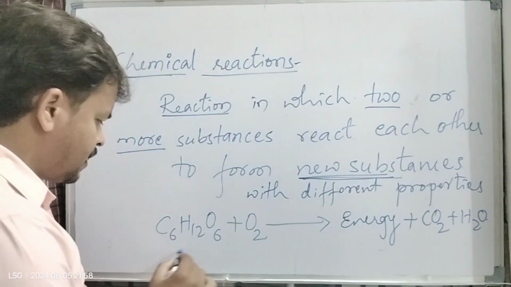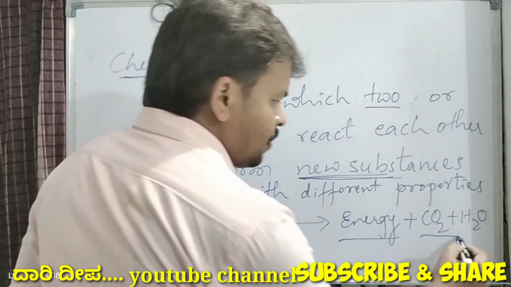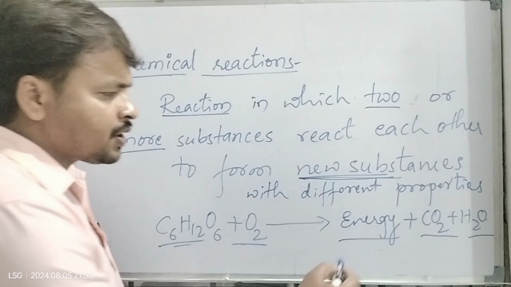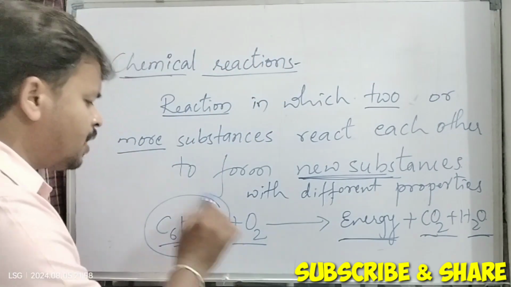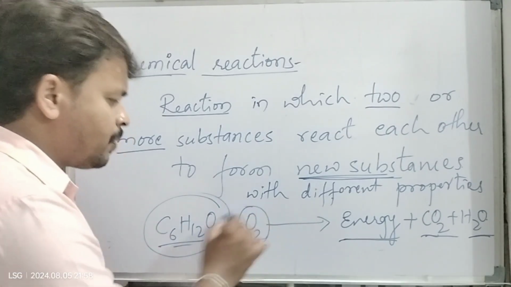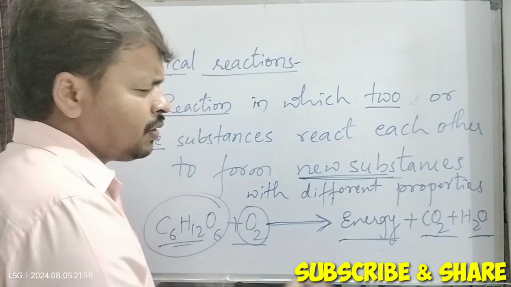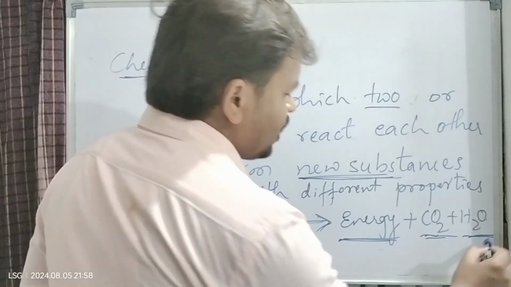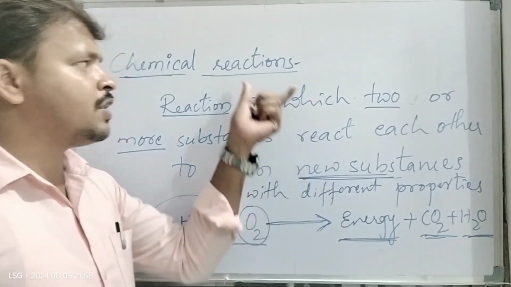So here you can see that two substances are reacting with each other and the end products are different. New substances are produced with different properties. The property of glucose was different and the property of oxygen was different. After the chemical reaction, the end products we are getting have different properties. This is called a chemical reaction.